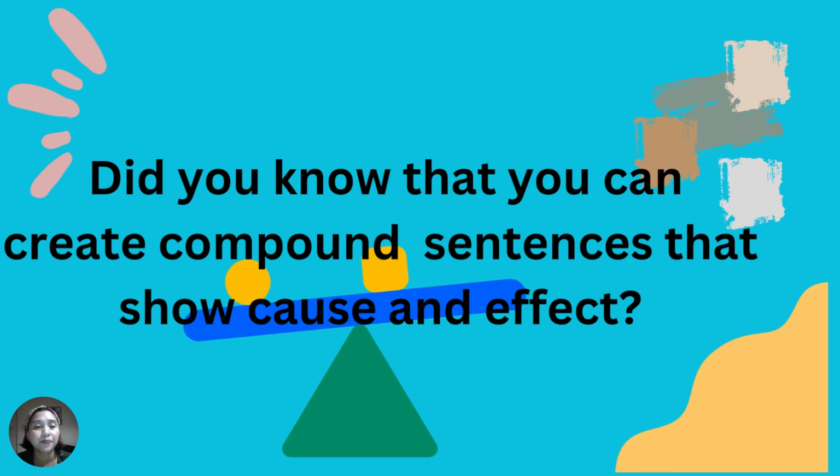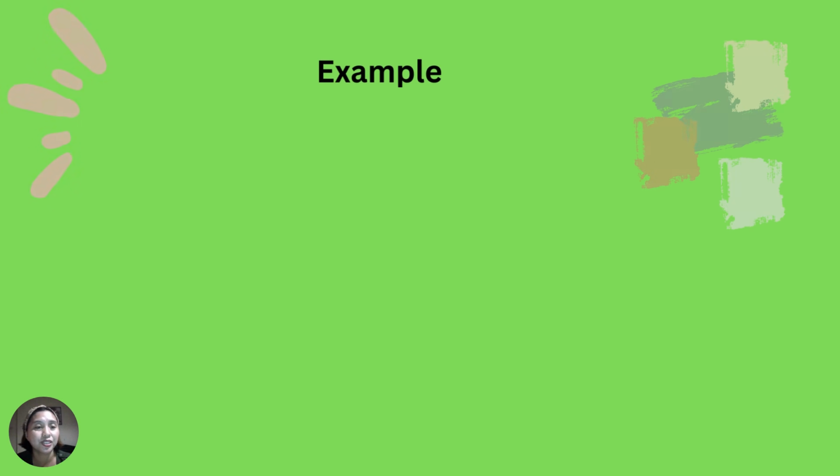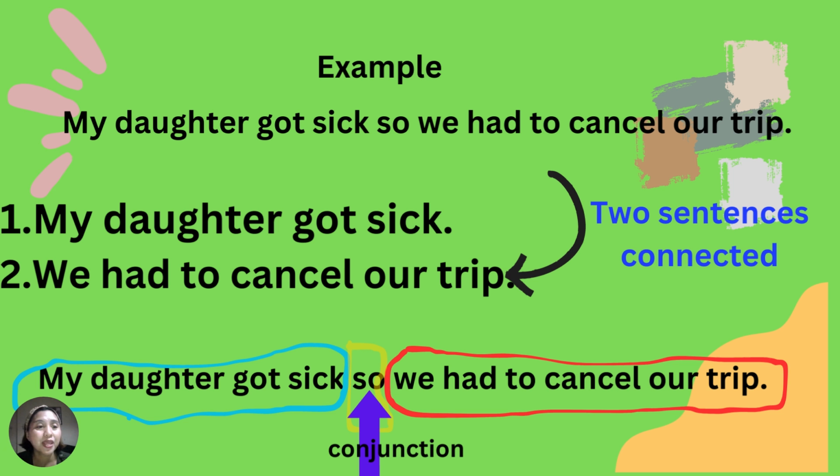Okay. Now, did you know, children, that you can create compound sentences that show cause and effect? Because compound sentences combine two independent clauses or two complete sentences. Just take this for example. My daughter got sick, so we had to cancel our trip.